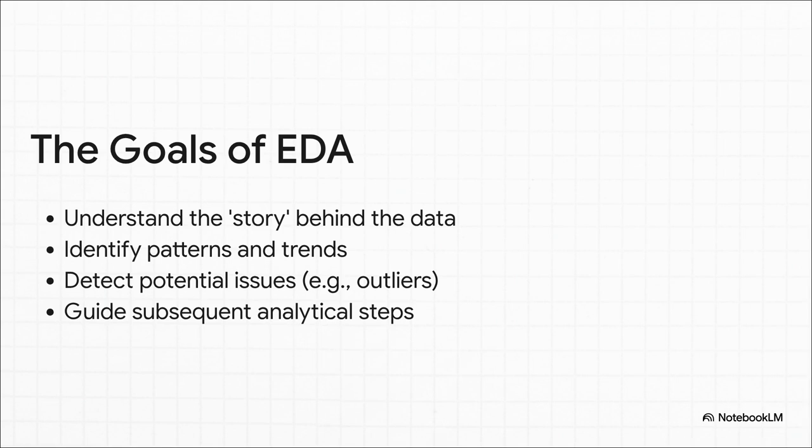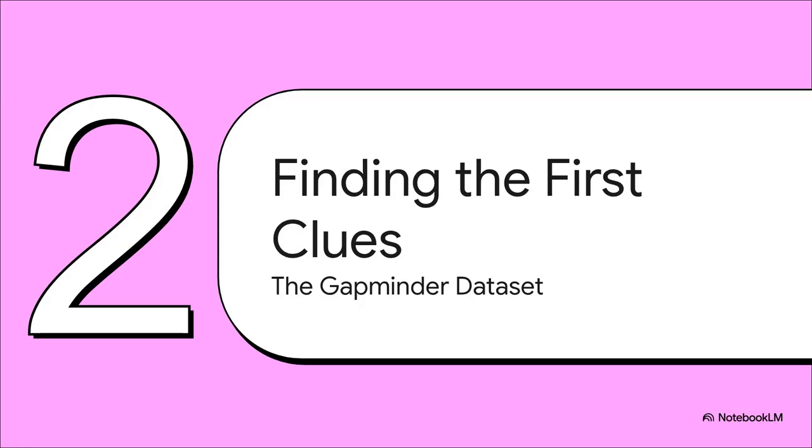So what's the point of all this? Well, we want to understand the main story, of course. We want to spot any obvious patterns or trends. We're also looking for problems, like weird outliers that don't fit. And this whole initial look is what guides every single thing we do next. If you skip EDA, you're pretty much flying blind.